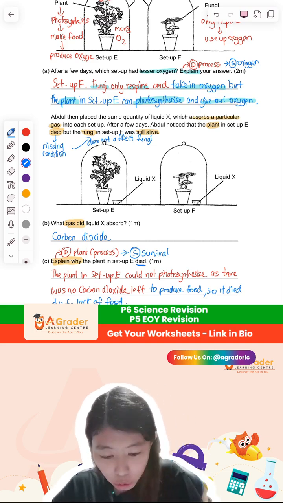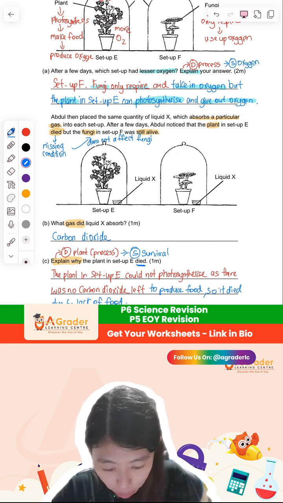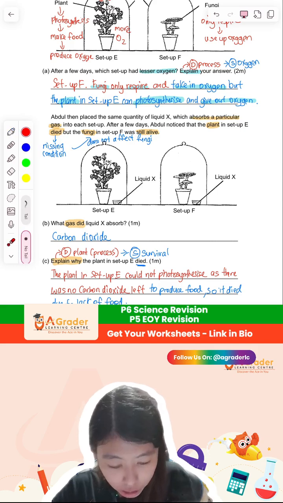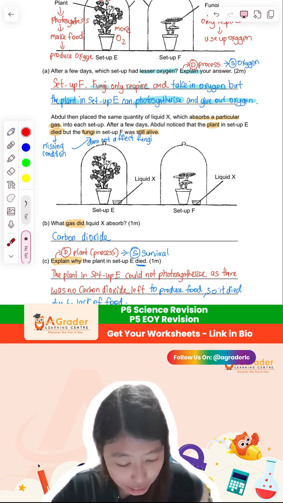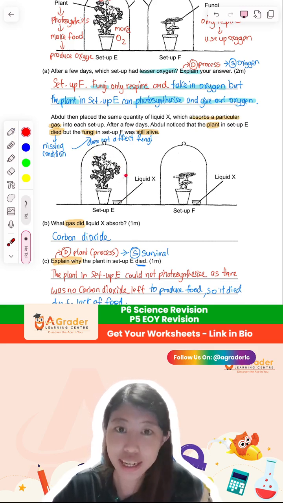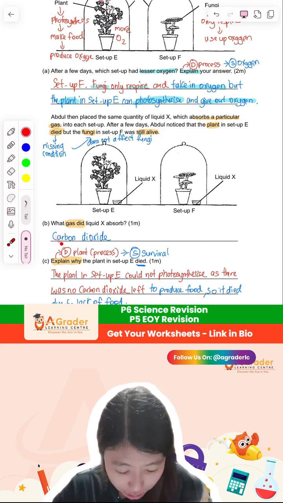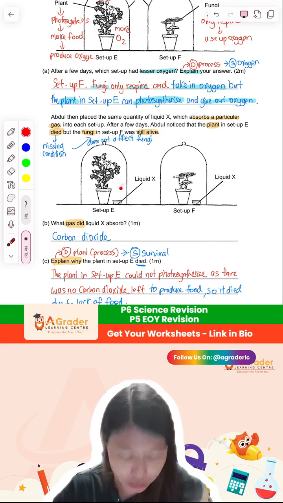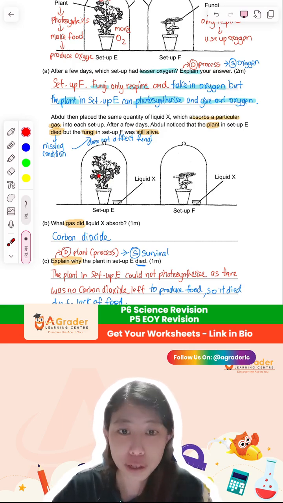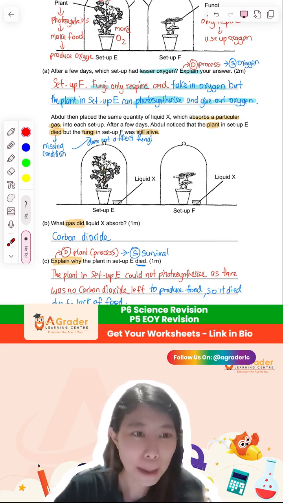Oh, we don't need to talk about no oxygen because there's still oxygen present. The main reason is that the gas that liquid X absorbs is not oxygen. So there's still oxygen in the air. Okay, just that since it absorbed all the carbon dioxide, the main reason it died is because it cannot even make food. So when it cannot make food, it cannot survive and it died.